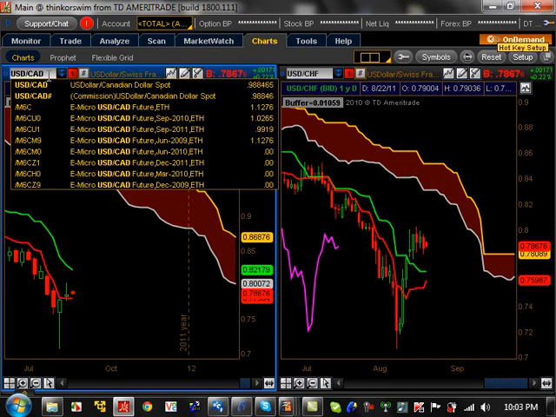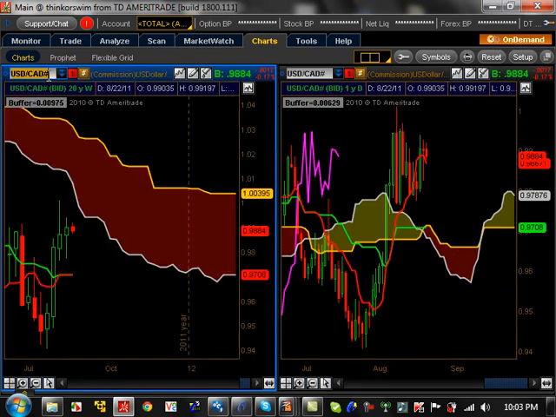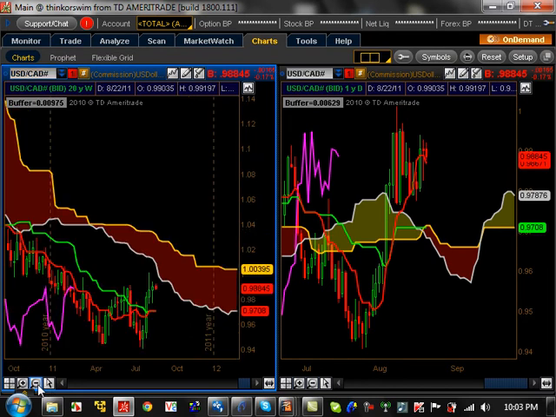The other strong currency we'll look at is USCAD. If you look at USCAD, it's been basically bearish trending for a very long time.